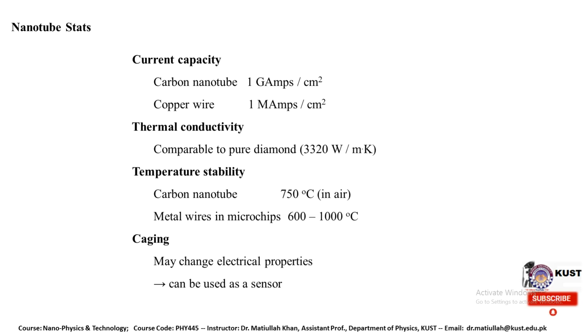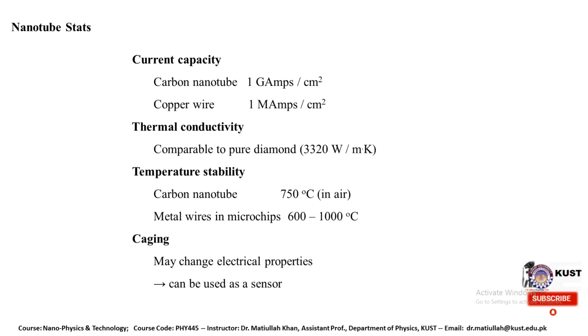You can see the current capacity is 1 gigaampere per centimeter square. Similarly, if we consider copper, a good conductor widely used in the electronic industry, its current capacity is only 1 milliampere per centimeter square. Looking toward the thermal conductivity, it is comparable to pure diamond, that is 3320 W per m·K. The temperature stability of carbon nanotubes is around 750 degrees centigrade in air.